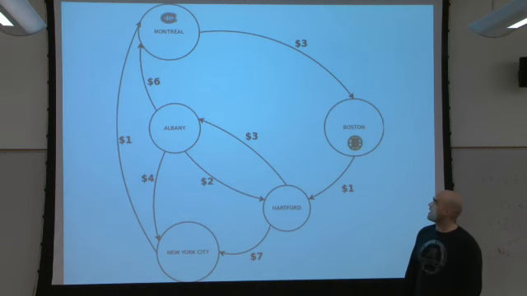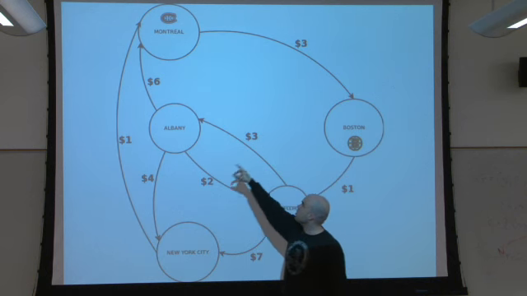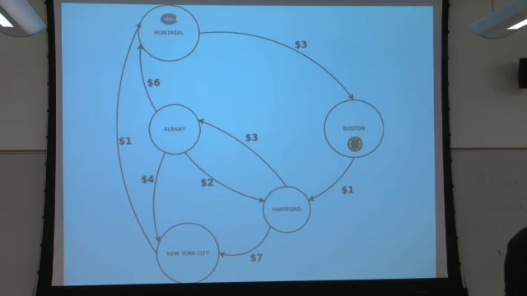There are actually 2 paths to get from Boston to Montreal. The other path is from Boston, Hartford, Albany, Montreal, but the cost of that path is 10. So the question is, how do you figure out which path is shortest, right?